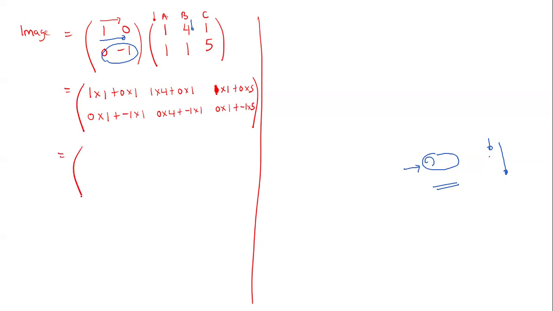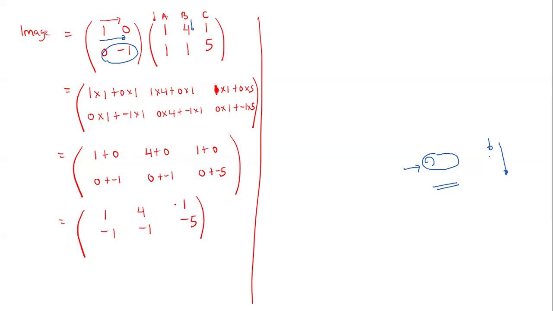Then show your working clear. So this will be 1 plus 0, 4 plus 0, 1 plus 0, 0 plus negative 1, 0 plus negative 1, 0 plus negative 5. Then from there, I'll say this is (1, negative 1), (4, negative 1), (1, negative 5). Then what am I going to do? I'm going to conclude that the coordinates for the first image are A prime is (1, negative 1), B prime is (4, negative 1), and then C prime is equal to (1, negative 5).